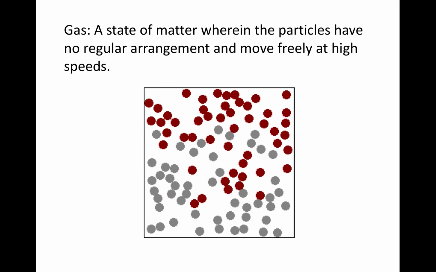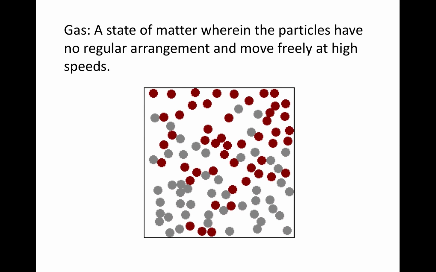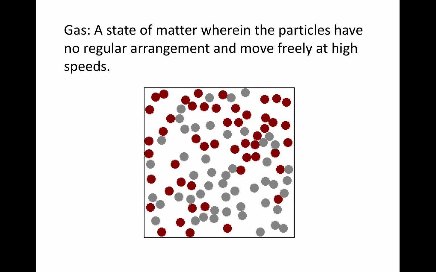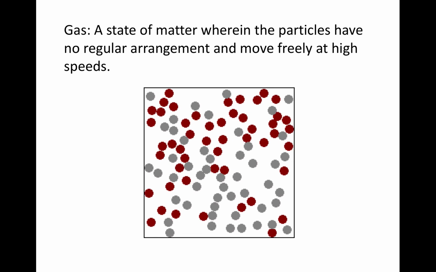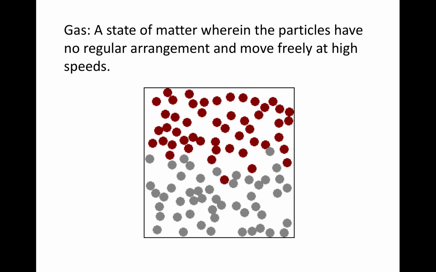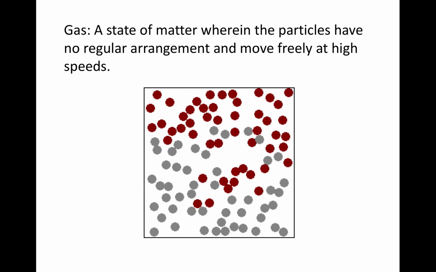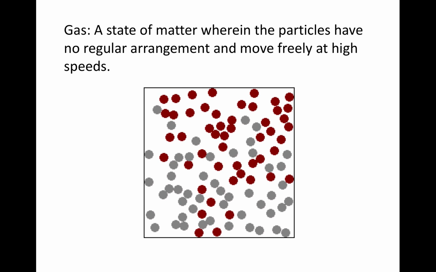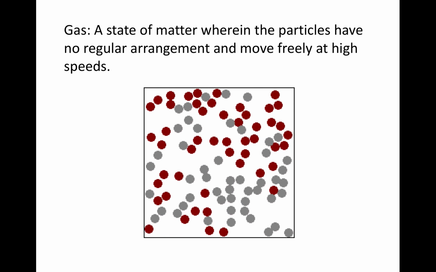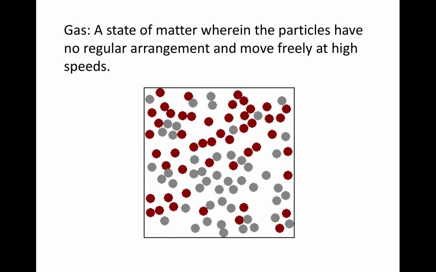So first, some basic background. A gas is a state of matter wherein the particles have no regular arrangement and move freely at high speeds, which is unlike what you would find in a liquid and certainly a solid. And there's one gas, or really mixture of gases, that we're all, I think, really familiar with, and that's the air that we breathe.